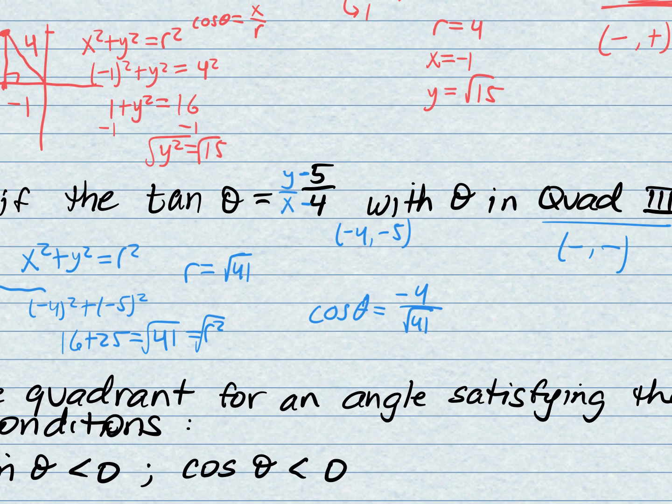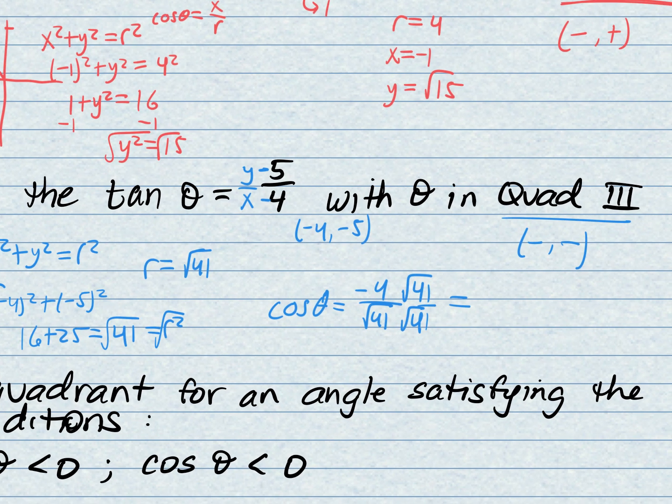And then we can multiply the top and the bottom by the square root of 41 to rationalize the denominator. Keep in mind, in your final answer you don't want a radical in the bottom. So we get -4 square root of 41 over 41 as your final answer.